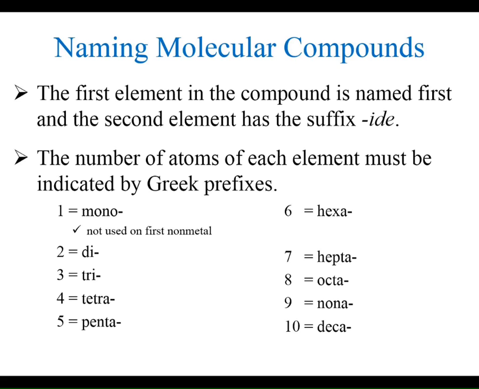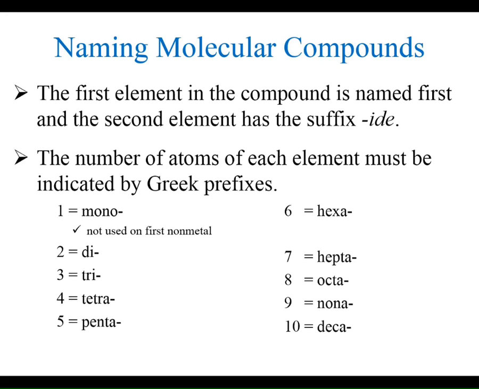So the only little thing to keep in mind is we don't use mono if the first nonmetal is just 1. So for example, we don't say monocarbon dioxide. We just say carbon dioxide. But we do say carbon monoxide for the second one, right? That's pretty much it. That's all you got to do.